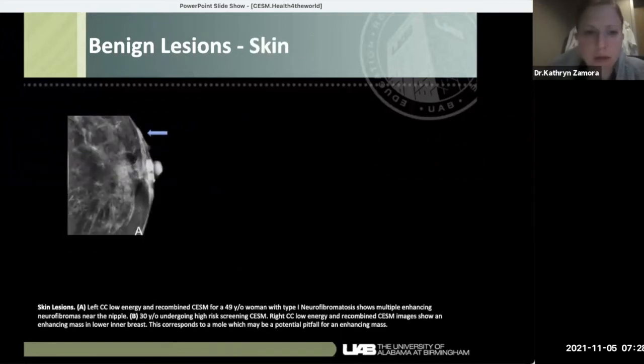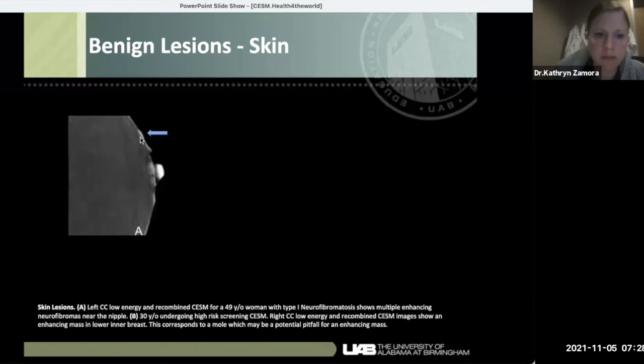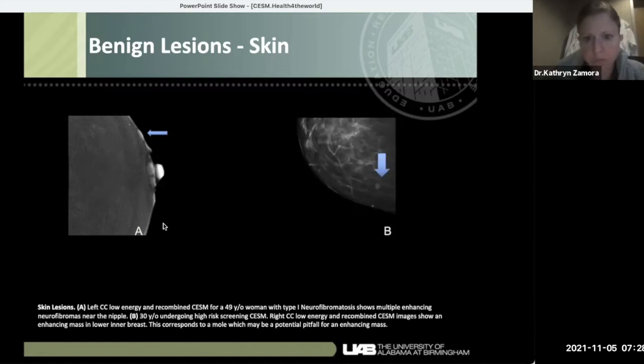Skin lesions can enhance on contrast mammography. Here we see a 49-year-old woman who has type 1 neurofibromatosis, and she has multiple neurofibromas around her nipple. You can see these masses here on the low energy images in addition to her nipple. When we do the recombined images, you can see that these lesions do enhance, and that is normal for this type of lesion.